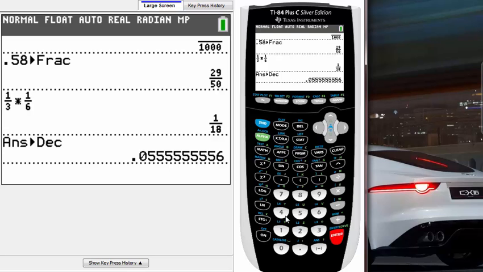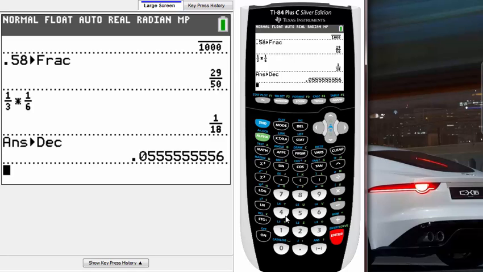So yes, this gets very useful if you want to change your answers from fraction to decimal or decimal to fraction, because some teachers are very strict about getting an exact answer. Then I would recommend you change your decimals into fractions and work with those fractions.